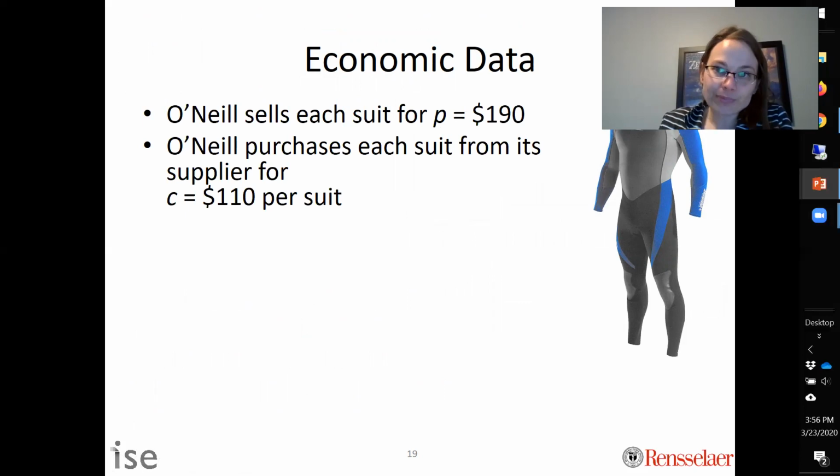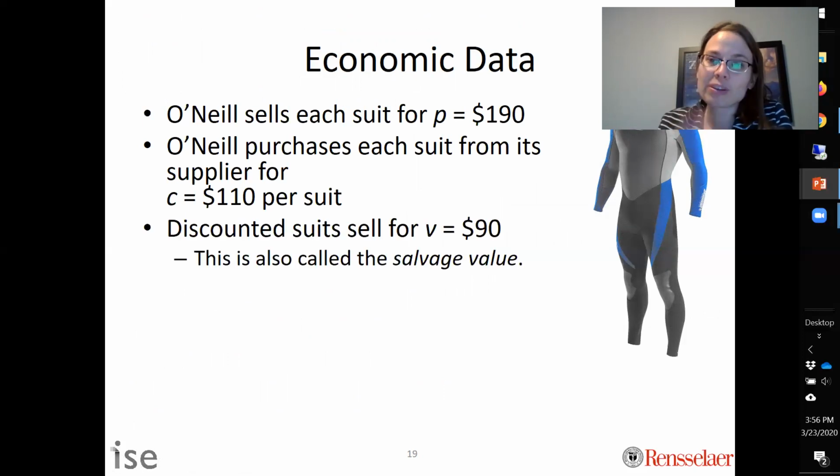And so this economic information is useful, but it's not fully everything we have. We also, at the end of the season, need to discount them. And we discount them quite heavily so that we can get rid of them. And then when we start over again, we have all the new season's suits. And so at the end, we sell it for $90.